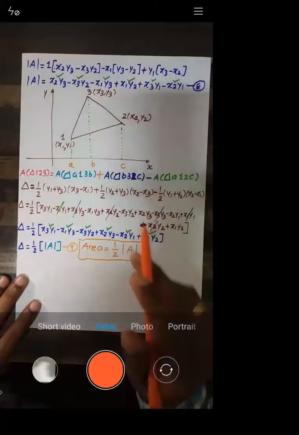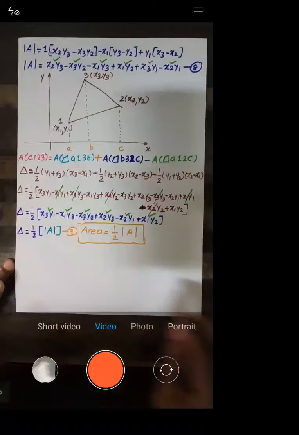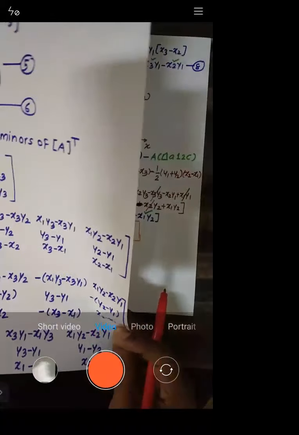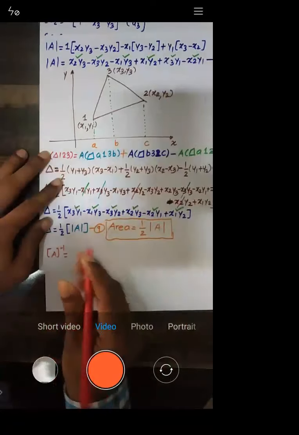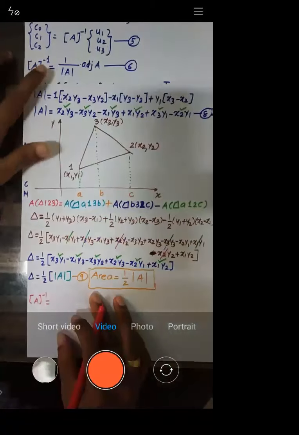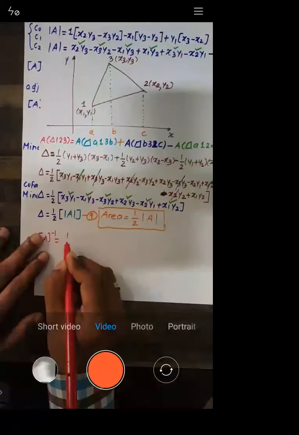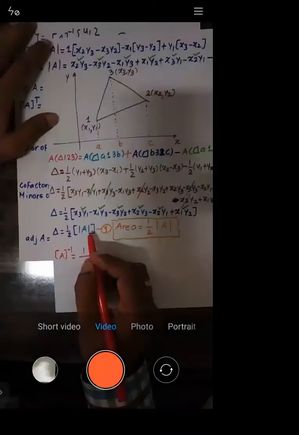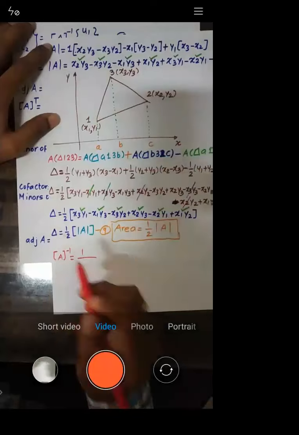So now let us put these values. I'll write down the value for A inverse. You can check it here. A inverse is given by 1 by mod of A, right? And mod of A, I'll write this as 2 delta.